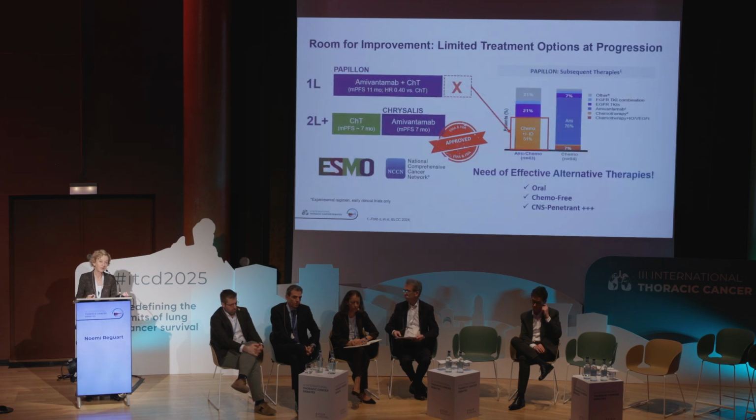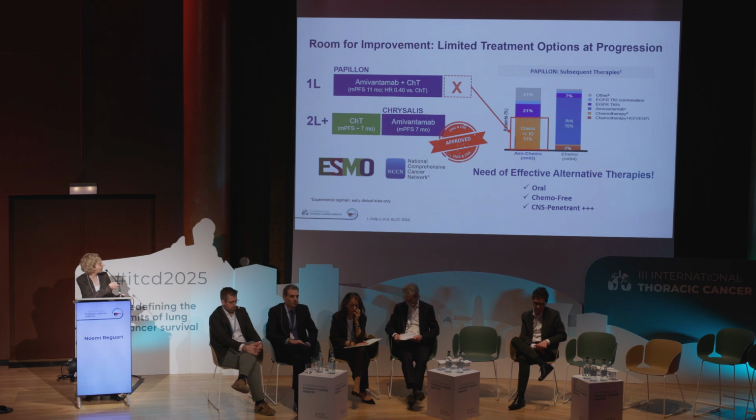Another important question is what we do after these patients progress on amivantamab and chemotherapy. We have to remember that at the end we have a patient in front of us and we want treatment strategies. So we need to do better, and we need other treatments after amivantamab and chemotherapy, to give more strategic options to patients. Indeed, if you look at the subsequent therapies in the PAPILLON trial, 50% of the patients received chemotherapy again. So we need more therapies.